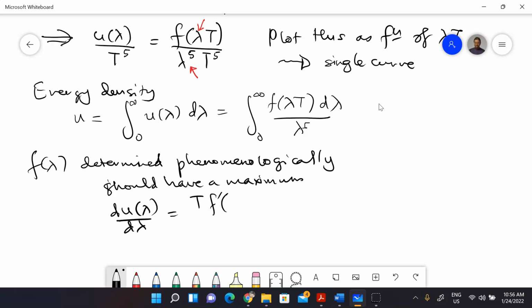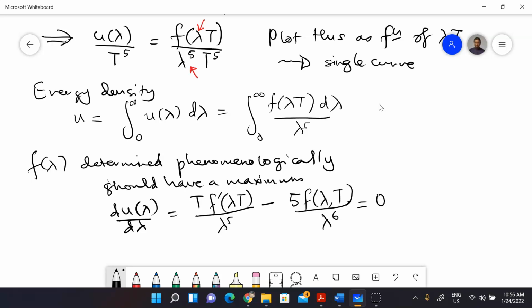There are two dependences on lambda here. So lambda over here, and then there's the lambda to the fifth over here. So if you take the derivative, then you get these two terms: the derivative of f lambda t over lambda to the fifth, minus phi, which is coming from the lambda to the fifth there, f lambda t over lambda 6. And if it's a maximum, then it should be giving you a 0.